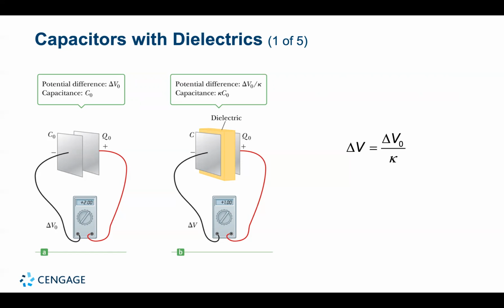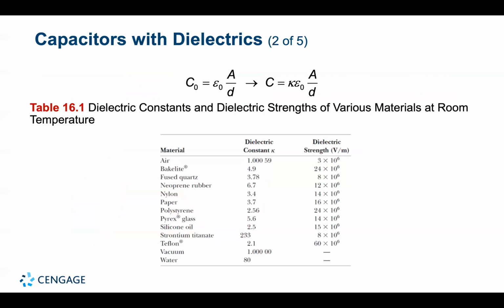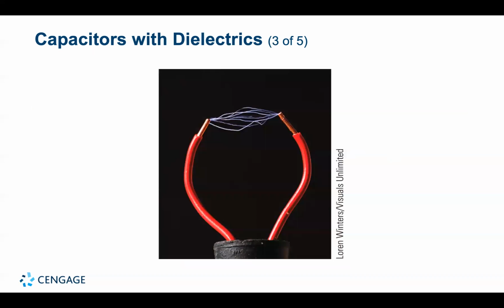There are more details in the textbook that you can review to find out more about this. Here is just a list of the dielectric constants for the various types of materials that are used in capacitors. You can take a look at that at your leisure. This is also in the textbook.